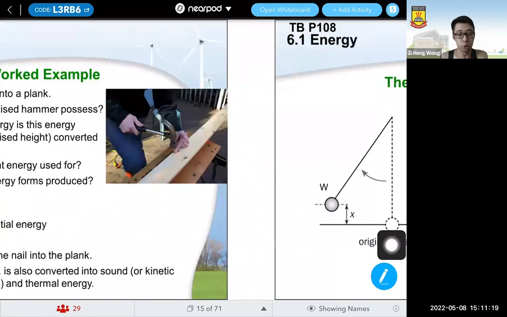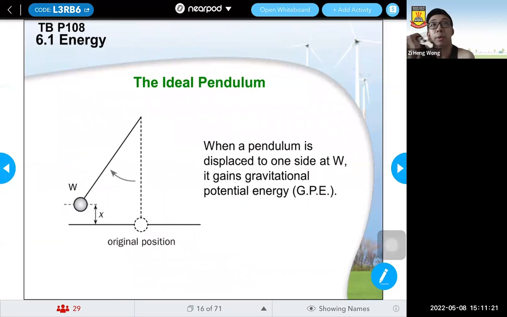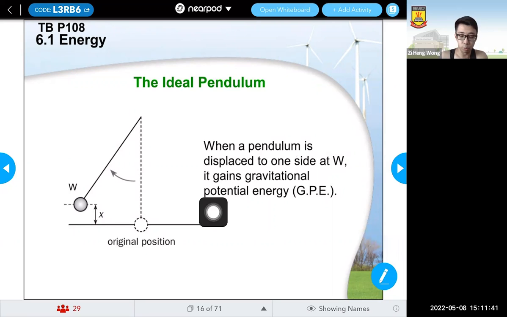Okay. So another very important example that is usually discussed when it comes to this topic is the pendulum. I would guess that in Sec 1 this example was mentioned, but now it's brought back again, and you'll be doing some kind of calculations with it also. So we start off by saying that when the pendulum is displaced to, let's say, W, it gains some gravitational potential energy relative to the original position.